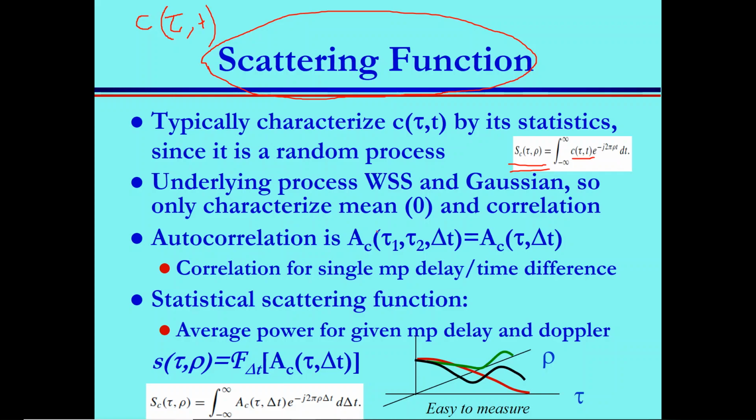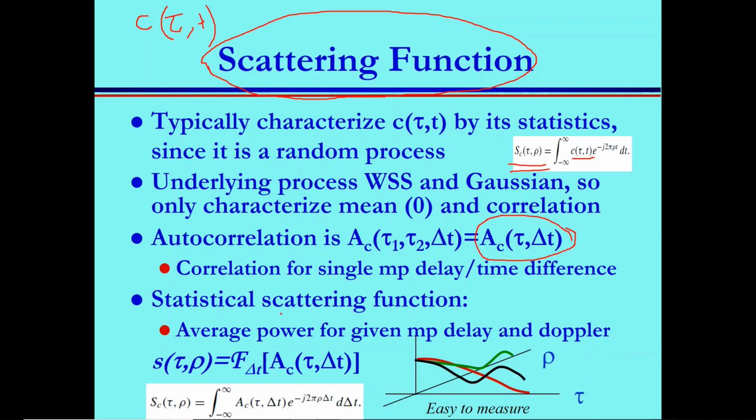The autocorrelation can be written as the autocorrelation function, A for autocorrelation and C for the channel, and these are the delays, tau 1, tau 2, delta t. So this can be reduced to this form. Correlation for single multipath delay time difference. This is actually for single multipath delay time difference because you are taking two taps successive to each other and you try to find the correlation between them. And you can generalize it as well.